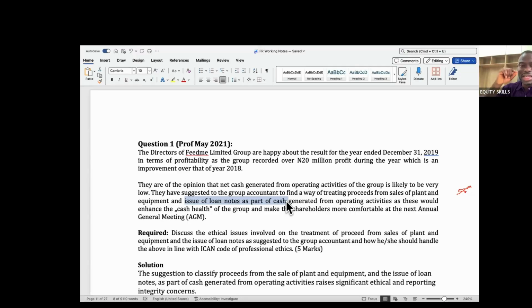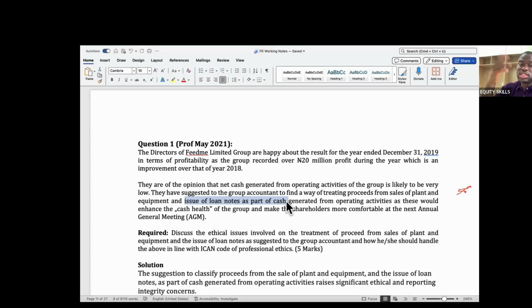And you tell them the threat: there's a self-interest threat here, because the directors are trying to look good in front of their shareholders and present the company as if it's doing well. And for you as an accountant, it's an advocacy threat, because I'll be presenting information that is wrong. It's an advocacy threat.